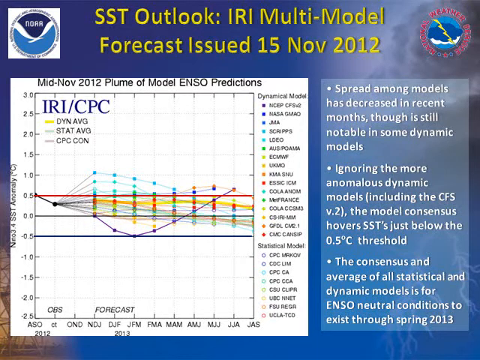This graph shows several different statistical and dynamic model forecasts for sea surface temperatures in the key Nino 3.4 region that was described in the previous slide. This mid-November multi-model diagram depicts a smaller spread than what we saw during the summer months, and really ignoring the biggest outliers, this purple NCEP CFS2 and the blue ones, the Scripps and LDEO, there's a good consensus that sea surface temperatures will hover just below the half degree Celsius threshold through the late winter and spring, and so we are expecting really neutral conditions for the next several months.